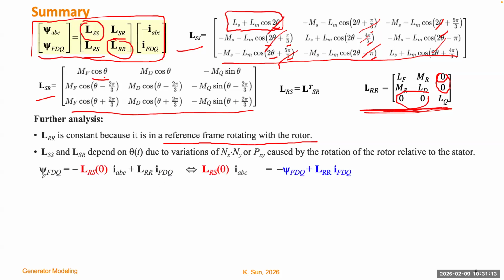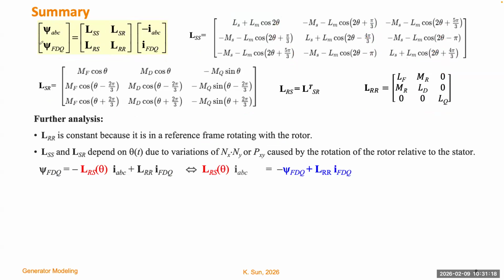Okay, so we pick the last equation from here. We pick this equation, the psi f dq, which is actually a vector of flux linkages of three elements, psi f, psi d, psi q, which is equal to the element in this block multiplied by this column, right? So we'll have this equation.